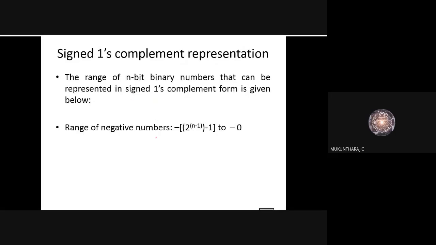Right. Now, the range of n-bit binary numbers that can be represented in signed ones complement form is a common formula. For an n-bit number, you can replace the n here and find the ranges. Previously we discussed 8-bit representation, so if you replace n by 8, 2 to the power 8 minus 1 becomes 2 to the power 7 minus 1, and we can represent negative numbers from minus 2 to the power 7 minus 1 to minus 0. For positive numbers, the range becomes plus 0 to plus 2 to the power n minus 1, minus 1. This is the common terminology. You can replace the n and find the ranges for the particular representation, whether you use 4-bit, 8-bit or 16-bit.